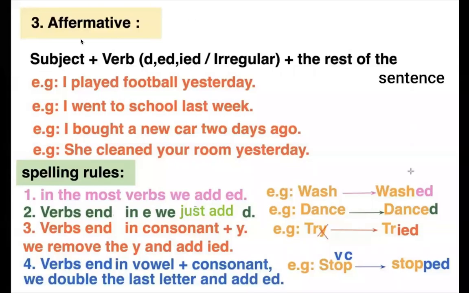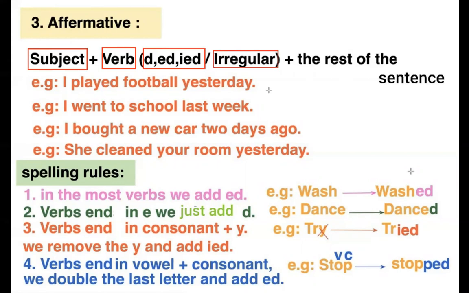Now let's see together how to form a sentence in the past simple tense. We start with the subject plus the verb, and the verb can be regular with ed, or irregular, which doesn't follow this rule. And the rest of the sentence.